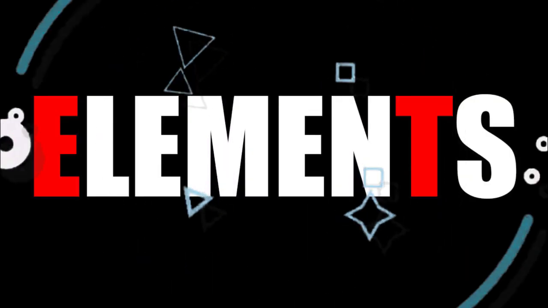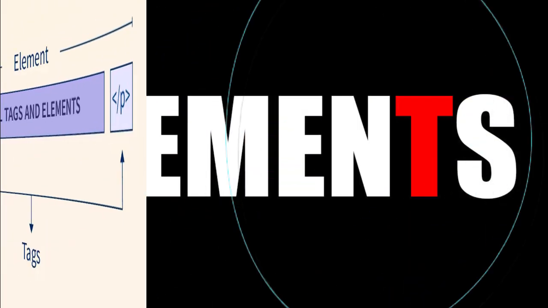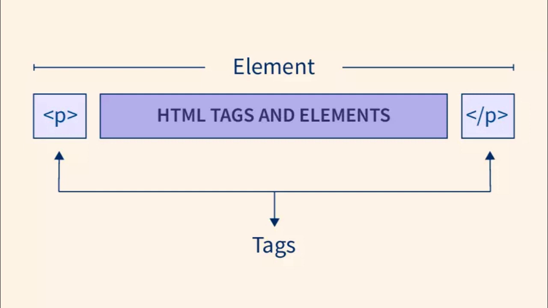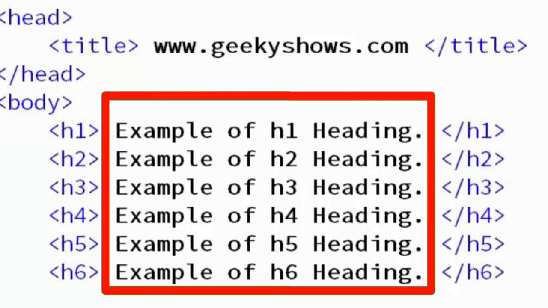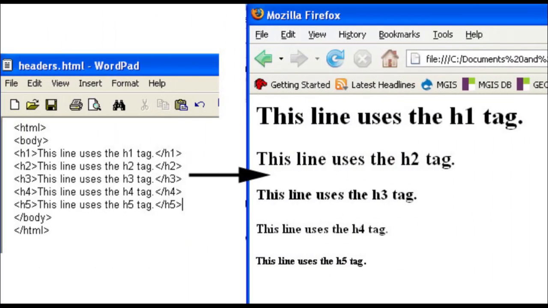So hello guys, today we are going to discuss the elements. Elements are the text between the start tag and end tag, as displayed on your screen. The text between the tags is called the element. Every element differs from other elements and performs its own function.